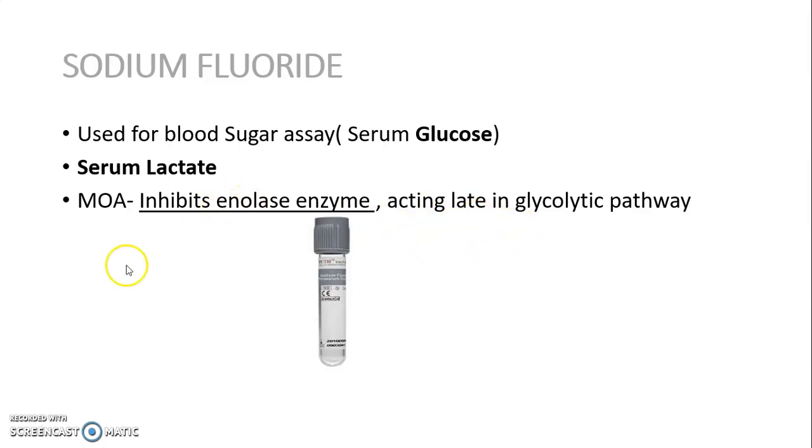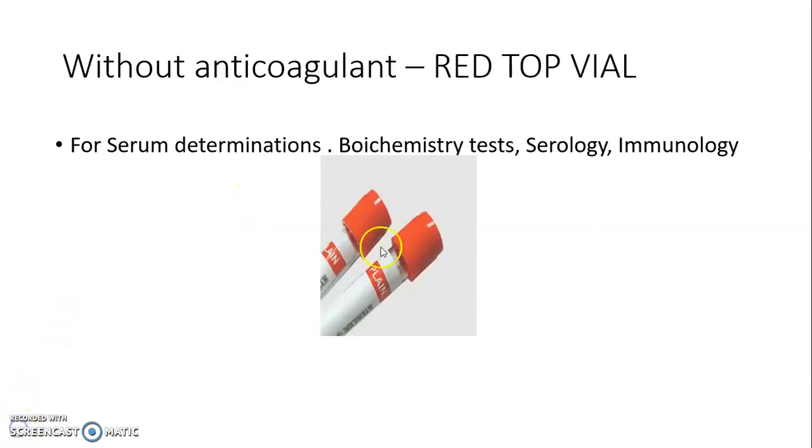Now the red topped Vacutainer, or plain Vacutainer or plain vial, as it is without anticoagulant. It does not contain any anticoagulant. It is used for serum determinations in biochemistry tests, in serology and in the immunology lab.